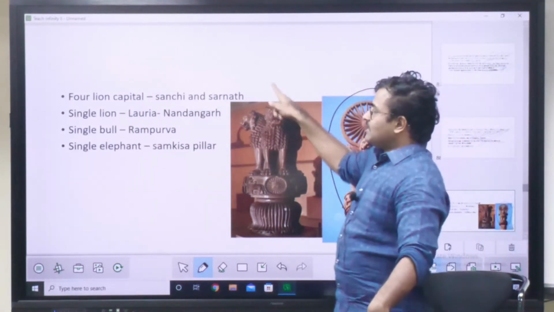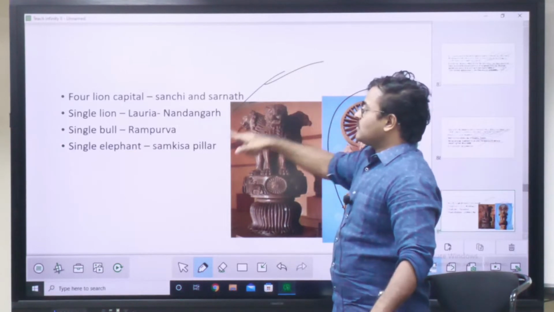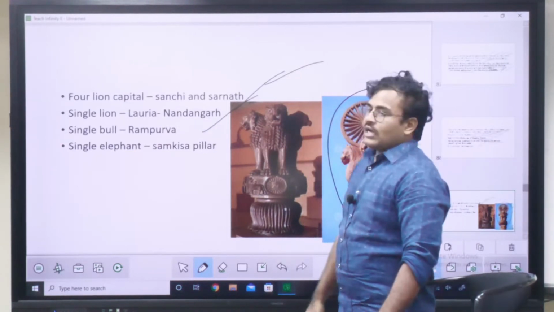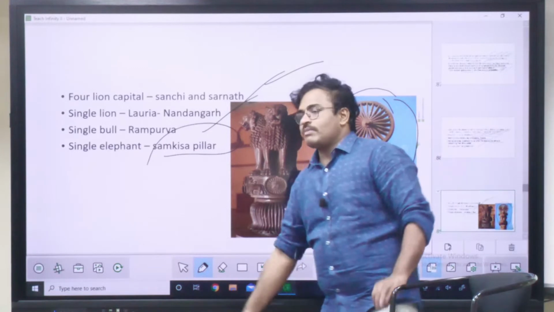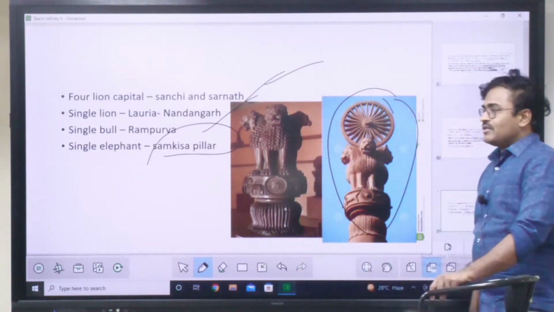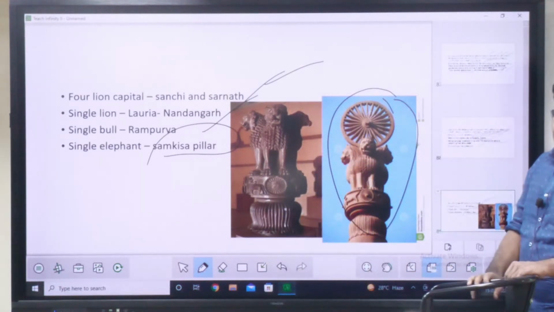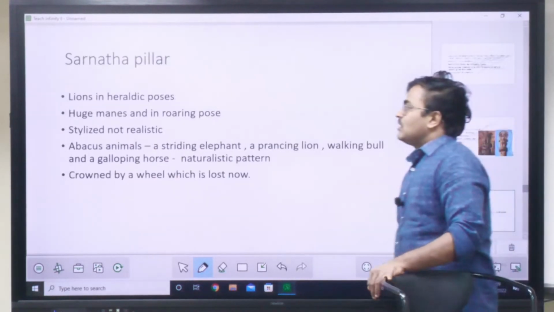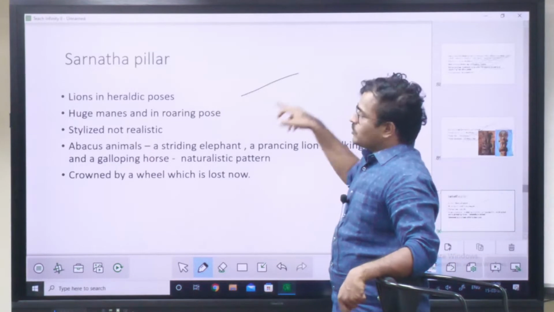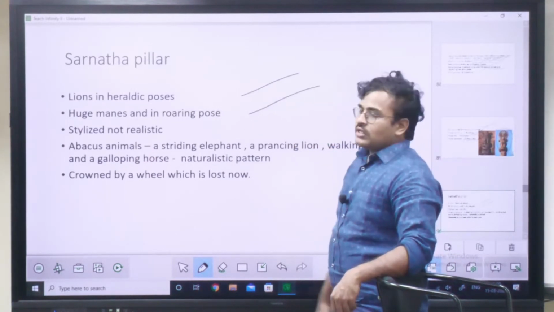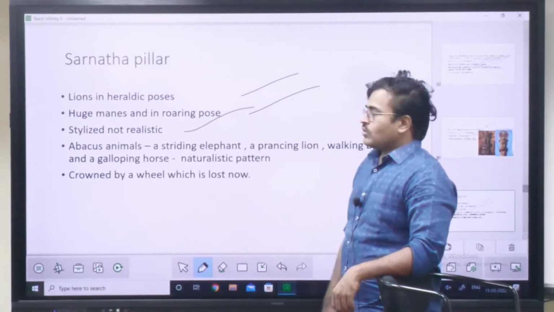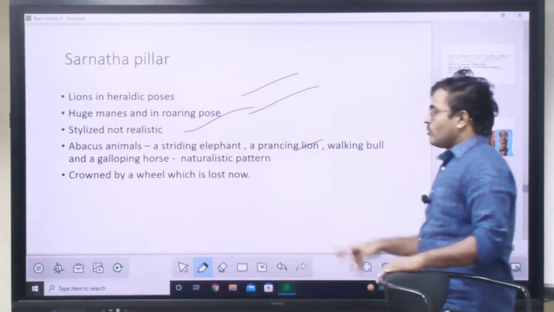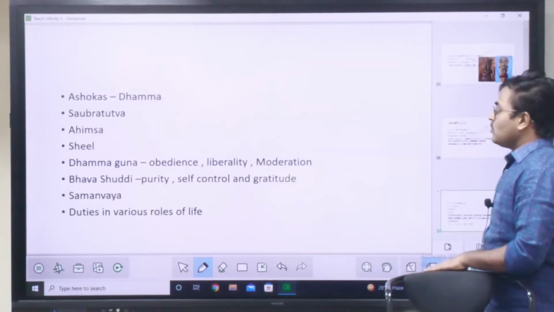Four lion capitals are at Sanchi and Sarnath. A single lion is at Lauria Nandangarh, a single bull is at Rampurva, and a single elephant is present at a place called Samkisa. This Samkisa pillar is very much destroyed, not in a proper format. At the Sarnath pillar, lions are shown in heraldic poses, with huge manes and in roaring pose, stylized but not realistic. The abacus animals I have already talked about, crowned by a wheel which is lost now.